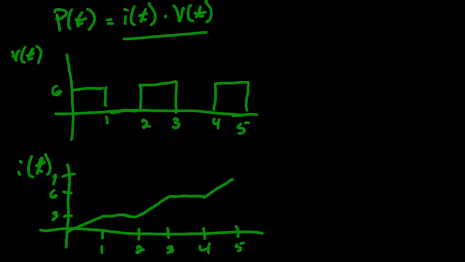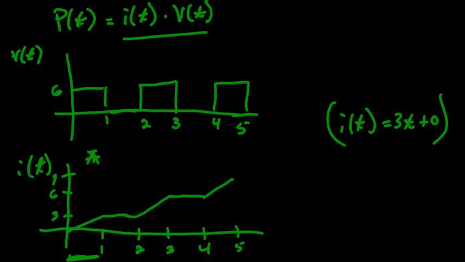Right? So all we have to do is literally multiply each one of these time intervals by each other. And because this is constant, all this is doing is multiplying this slope by 6, right? So you can think of the equation for I of t for this first time interval, let's just say for this time interval, as 3t plus 0. So now all we do is multiply I of t by v of t, which is 6. V of t is 6.